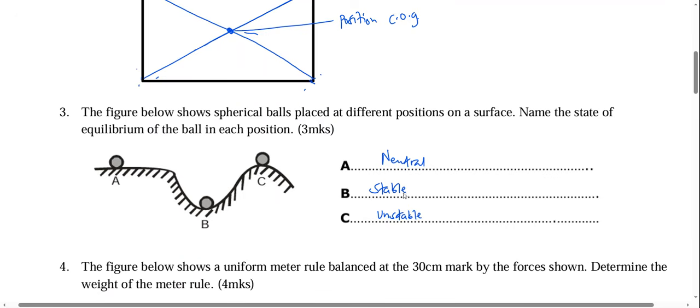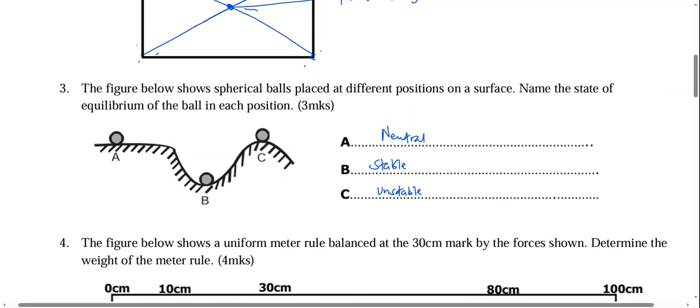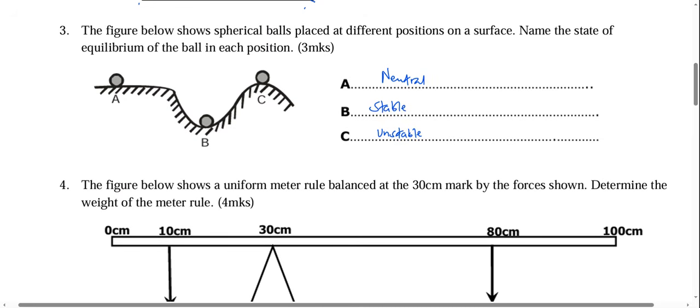For position A, it is neutral. For B, it is stable, and for C, it is unstable. The position of center of gravity changes for that case. Neutral, remember, the COG remains. Stable, it is able to regain its original position.